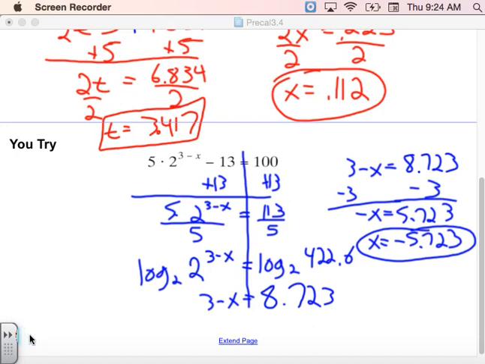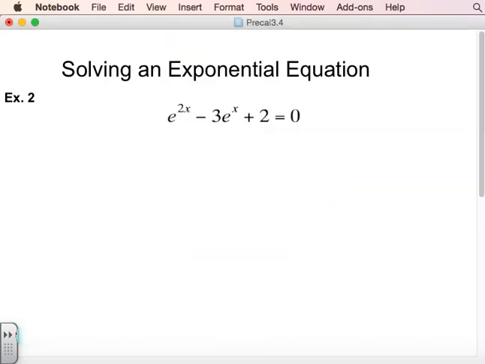All right, so as you can see right here, the value that we get for x is negative 5.723. You can see the mathematical process I went through there, each step. If you have questions on that, let me know, and I can come by and explain it for you and clarify if you needed to. Let's go ahead and go on to a different type of exponential equation.